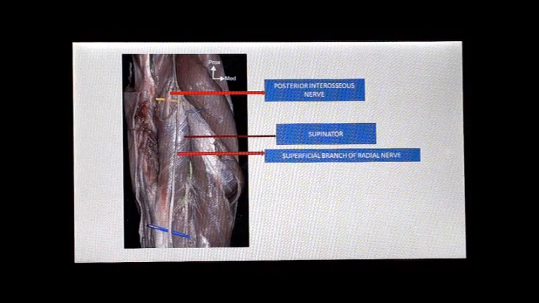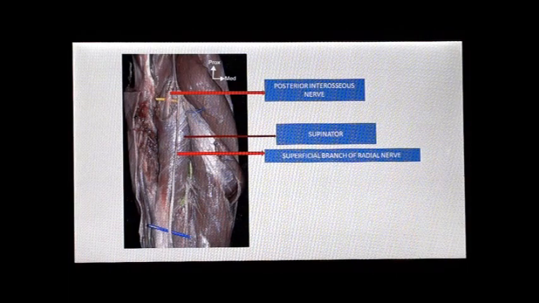This is the picture showing supinator muscle. We can see the most deep muscle in the back side, that is the extensor compartment of forearm, winding round the upper third of the radius, and origin is from common extensor origin and supinator crest of ulna and insertion to the oblique line of the radius.